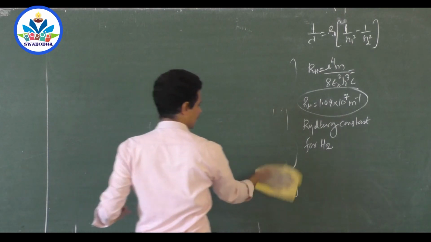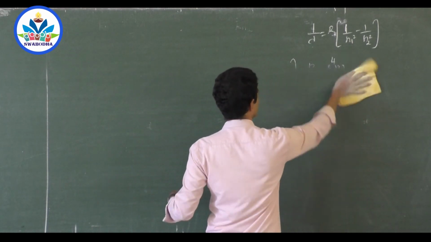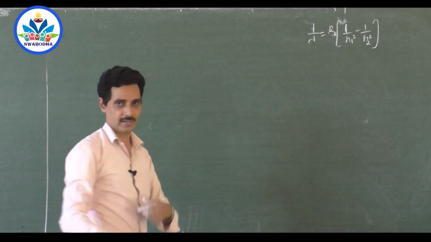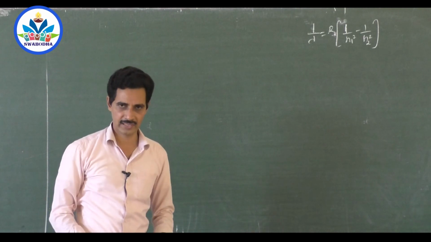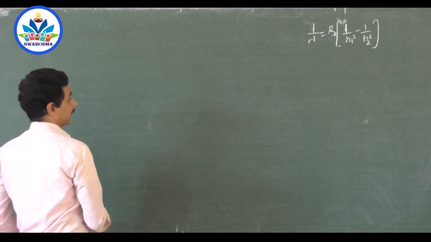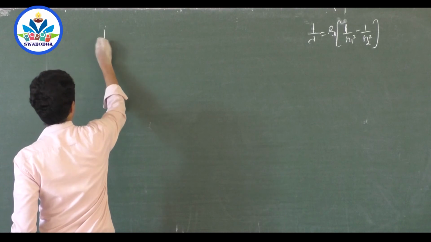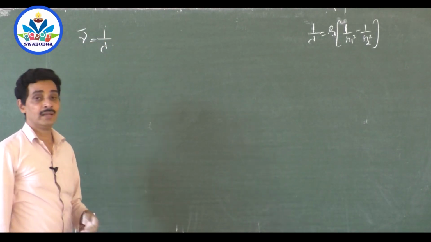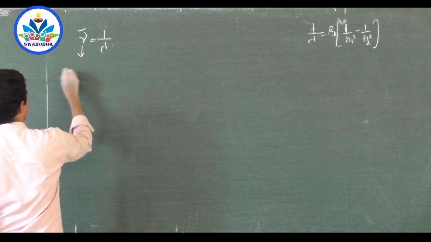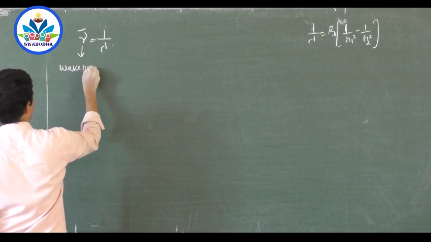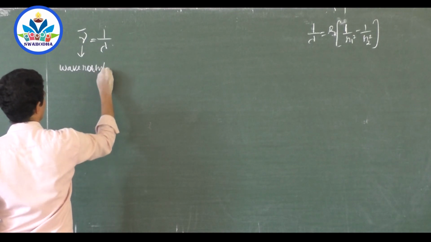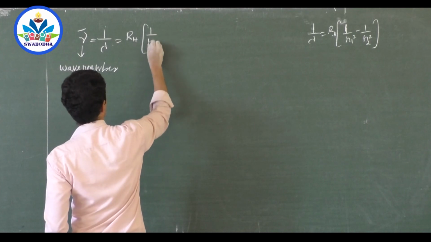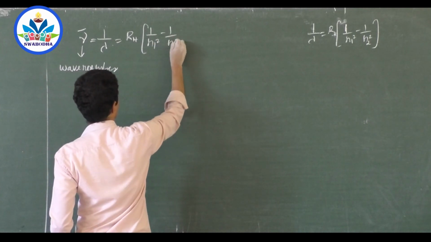Now you will come to know, all the things you have studied in first PU will come here also. That different spectrum of hydrogen atom, right? Spectral series. 1 by lambda is called nu bar, not frequency. It is called wave number. Okay, I will write completely. Nu bar is equal to RH, Rydberg constant for hydrogen, 1 by n1 square minus 1 by n2 square.